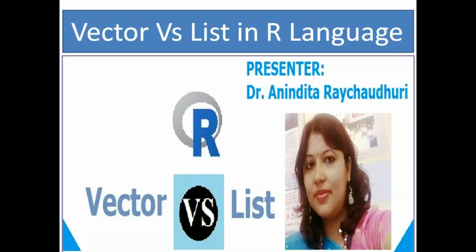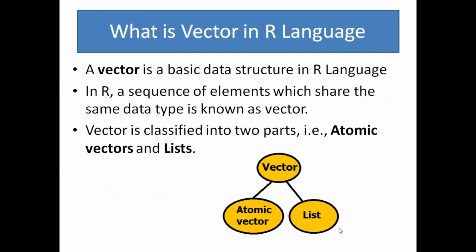Now, what is a vector? A vector is a basic data structure in the R language. In R, a sequence of elements which share the same data type is known as a vector. That means a vector contains only homogeneous type of data. Now a vector is classified into two parts. One is atomic vector, another is list.